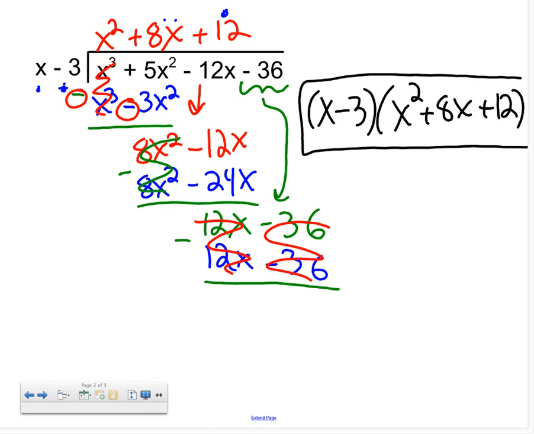So x minus 3 times x squared plus 8x plus 12. And if I want to, I can even factor x squared plus 8x plus 12 possibly. Although, yeah, you can do 6 and 2 and factor that. But you don't need to do that unless your instructor tells you to. So that's what happens when we have a nice division.